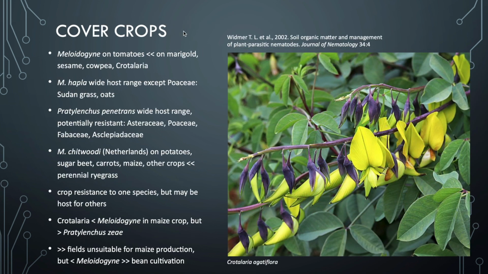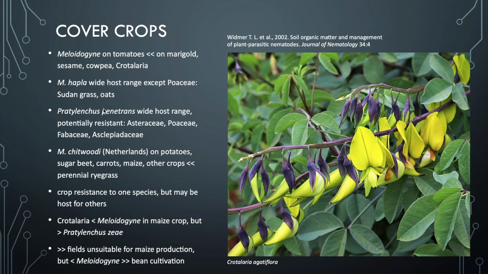So let's look at examples of cover crops that actually provide resistance to nematodes. So tomatoes are typically a host to Meloidogyne, but when marigold, sesame, cowpea, or crotalaria are used as cover crops, there is a significant reduction of Meloidogyne on tomatoes. Meloidogyne hapla has a wide host range, except for some of the members of the Poaceae or the grass family, which includes Sudan grass and oats. So these can be used to reduce Meloidogyne hapla.